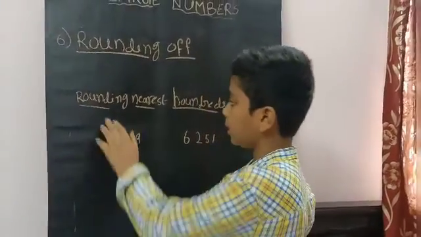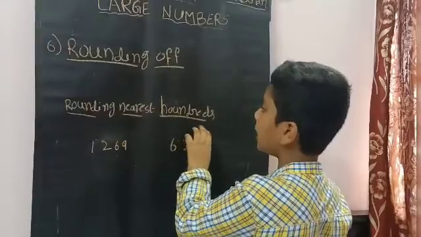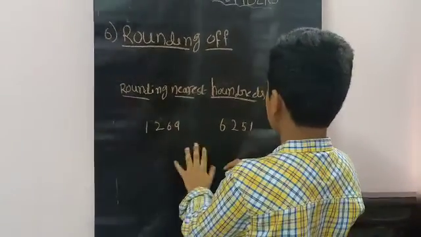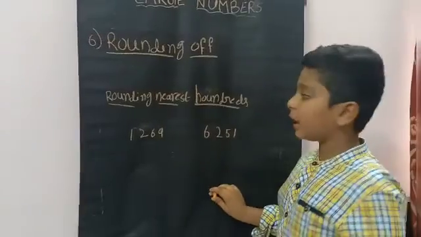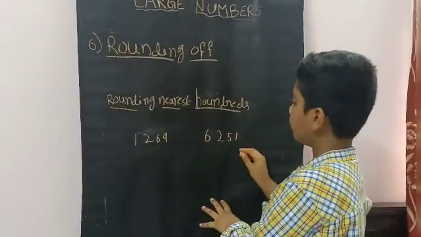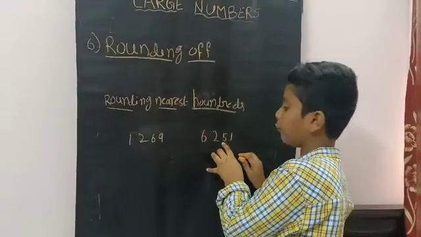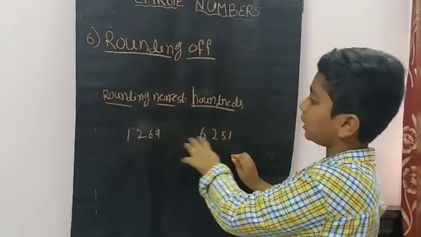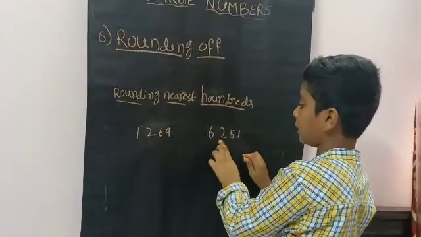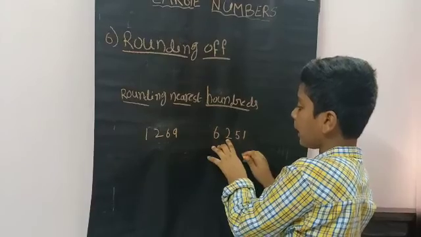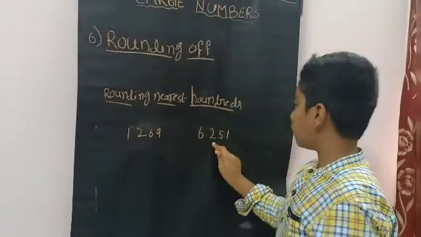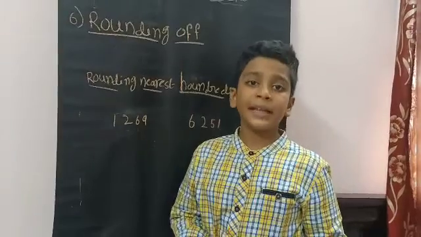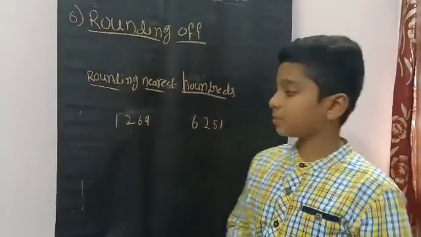Okay, next one. Rounding to the nearest hundreds. It's also simple. Before, in rounding to the nearest tens, we checked the digit before the tens, the first digit. Now it's rounding off to the nearest hundreds. So you should check the digit before the hundreds. What is the digit before the hundreds? Yes, it's the tens place. So we should check the tens place.